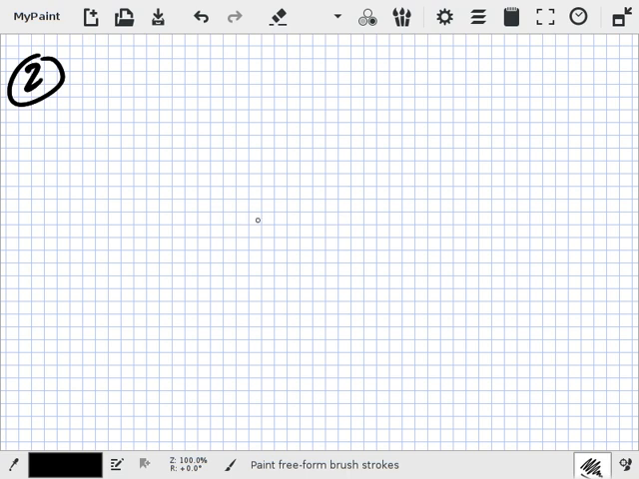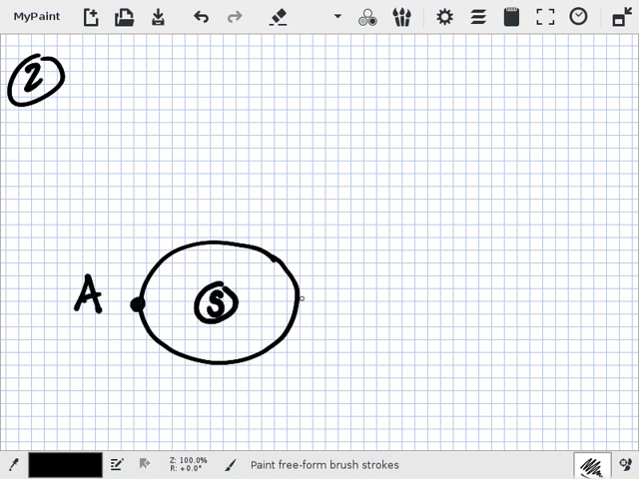Okay, so let's just try and draw this. So there's the Sun, and then here's the Earth on January, and here it is in July.